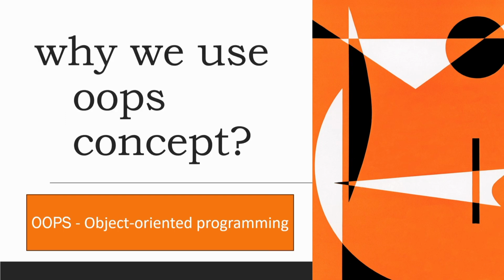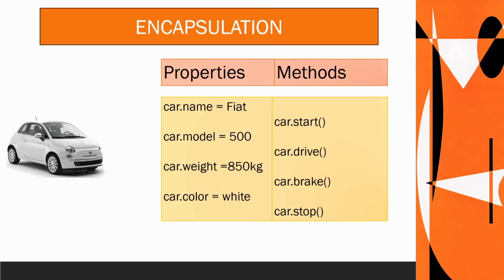Why we use OOPS concept? First we have to know why we are using it. You will see the example and understand. Let us assume that car is an object, right? The car has some properties and methods. First of all we have to know what is properties. Properties are car model, car weight and car color. These are the properties.